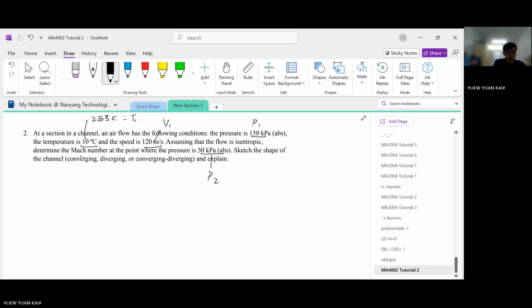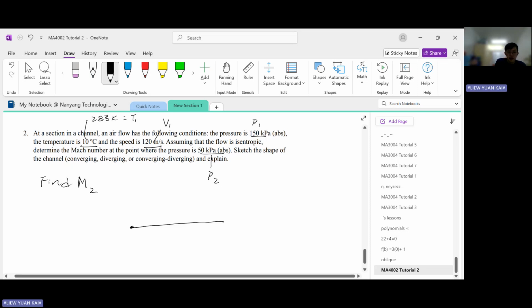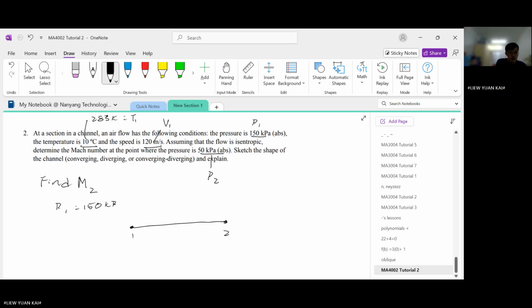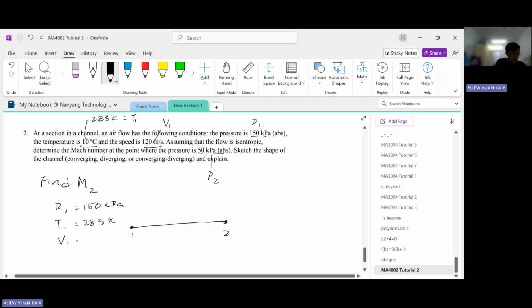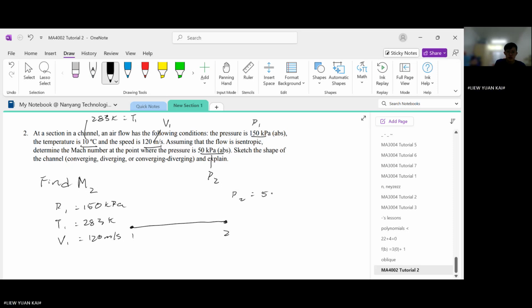So the mission is to find M2. Let's sketch out this flow. So we have point 1, followed by point 2. At point 1, we are told that the pressure is 150, temperature is 283, velocity is 120. At point 2, pressure is 50 kPa. And then the Mach number is unknown.